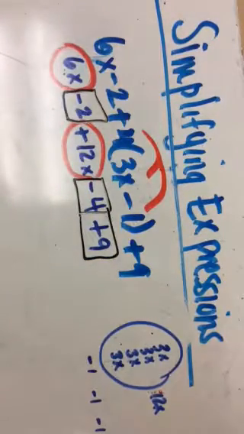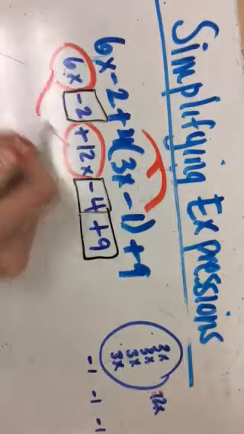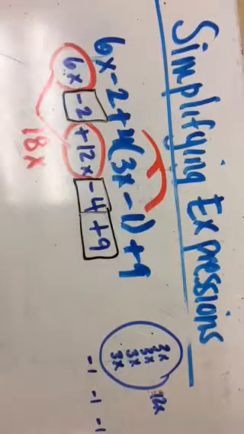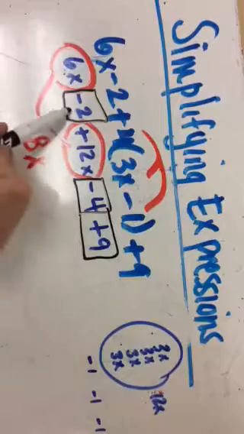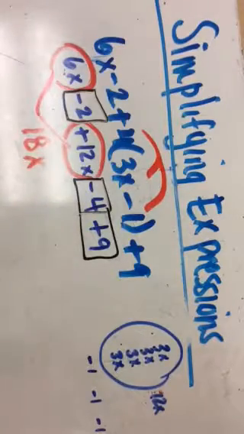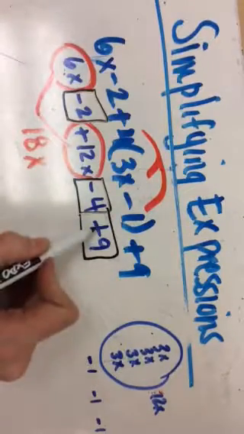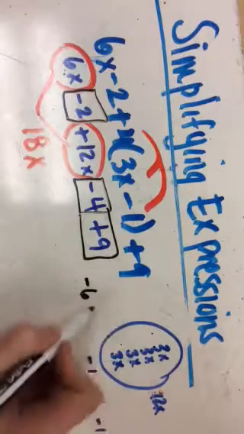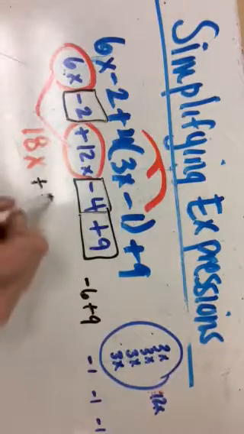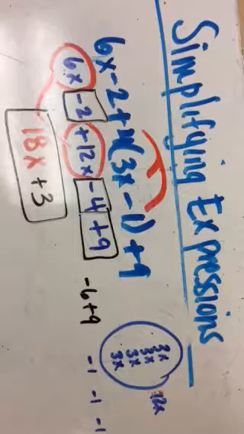All right, so here comes 6 and 12, here's my 18x. And then if I combine these, I have 2 negatives, 4 negatives, that's 6 negatives, and if I have 6 negatives and 9 positives, I have 3 positives, and that's how I would have my final answer.